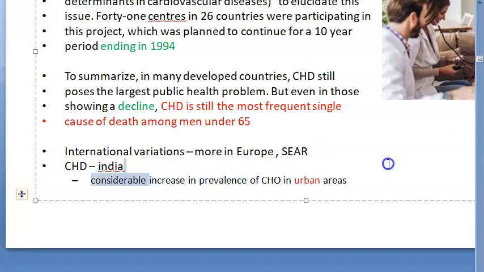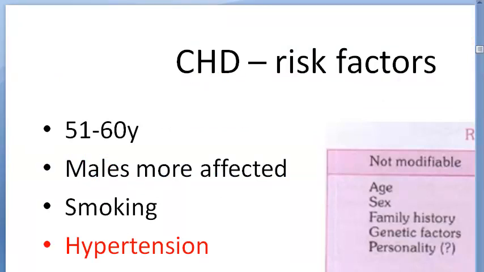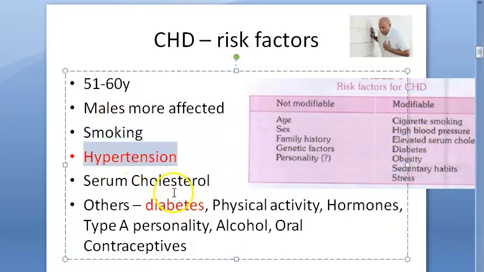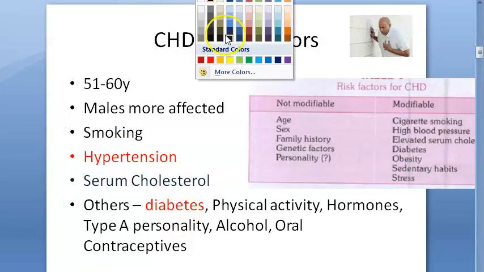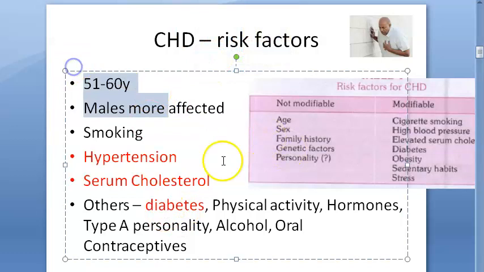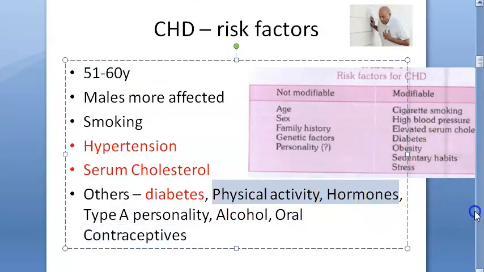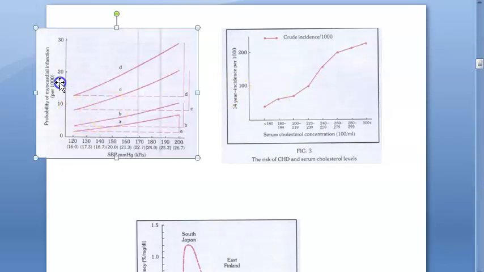In India, nowadays the prevalence has increased in urban areas. Risk factors, we saw non-modifiable and modifiable. So basically you should remember that smoking is a strong association. High blood pressure, elevated serum cholesterol, that is also very important. Then diabetes, etc. Males are affected more, 51 to 60 years. Type A personality, people who take alcohol, oral contraceptives also not good. Long-term use, okay. Then people don't have physical activity, obese. So as the systolic blood pressure increases, the incidence of myocardial infarction increases. As the serum cholesterol is elevated, the amount of coronary heart disease is more.